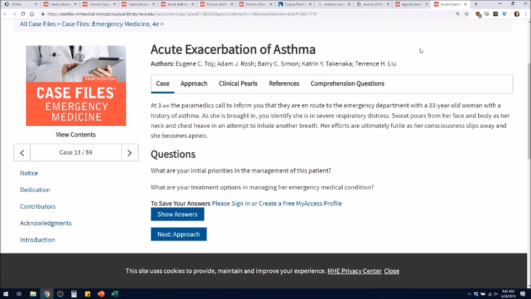So we said magnesium sulfate, 2 gram IV bolus. How long do you want to run that over? Okay, so yeah, good. So we want to make sure we include 20 minutes. Why is that? We're at risk of hypotension if you go much faster than that, right?